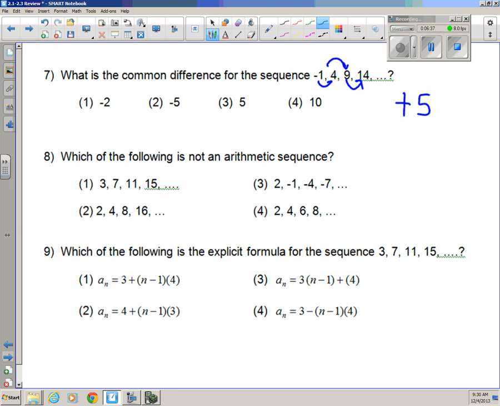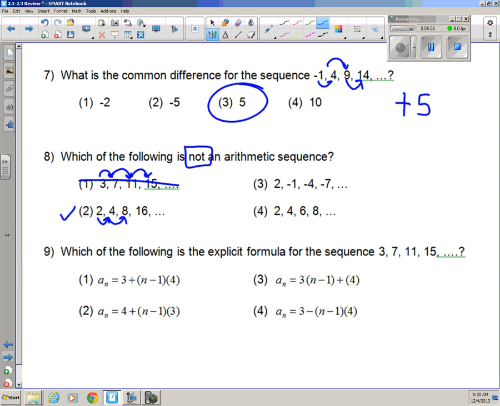So you're increasing by a positive 5, which is not arithmetic, which does not have a common difference. Well, 3 to 7 is up by 4, up by 4, up by 4. That is. From 2 to 4 is up by 2. From 4 to 8 is up by 4. Wait a second, that's not arithmetic.